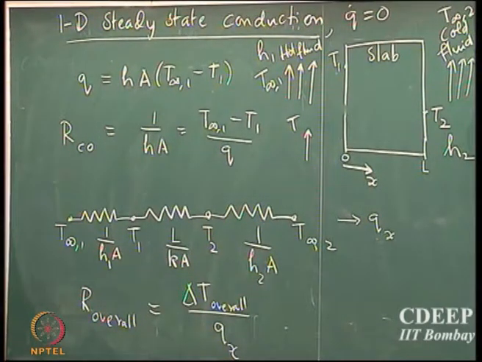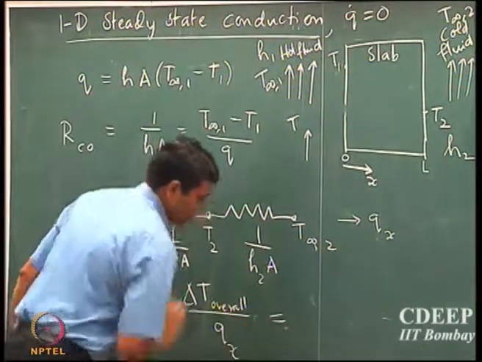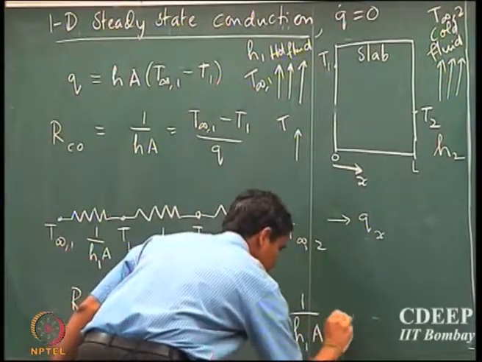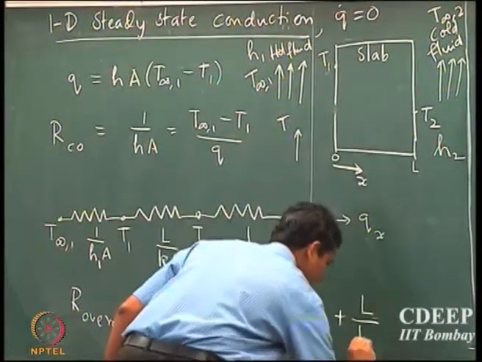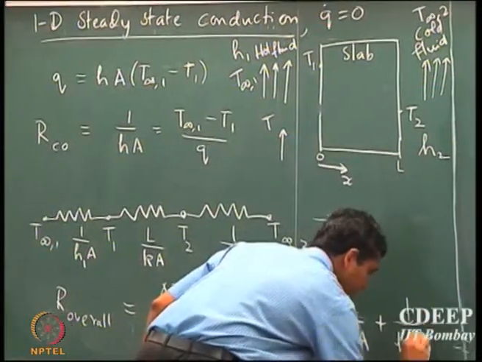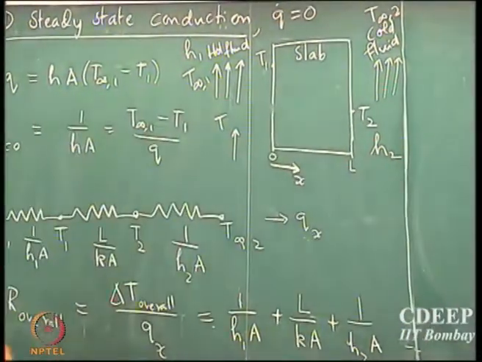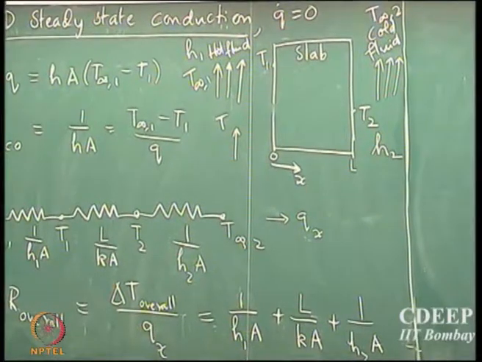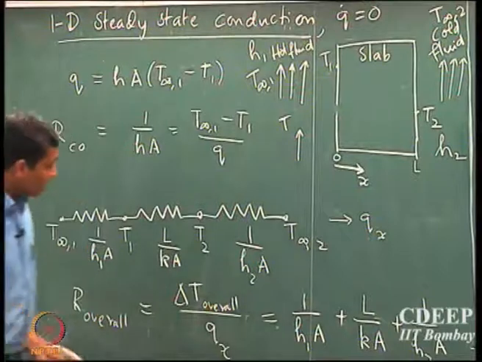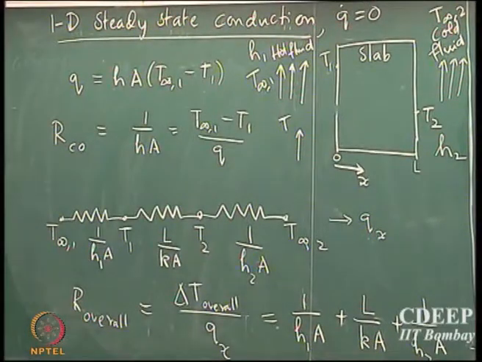It's in series, so just the sum of the resistances, very trivial. So it's 1 by H1A plus L by KA plus 1 by H2 into A, right? That's the overall resistance offered by the whole system together. So this gives you an elegant opportunity.